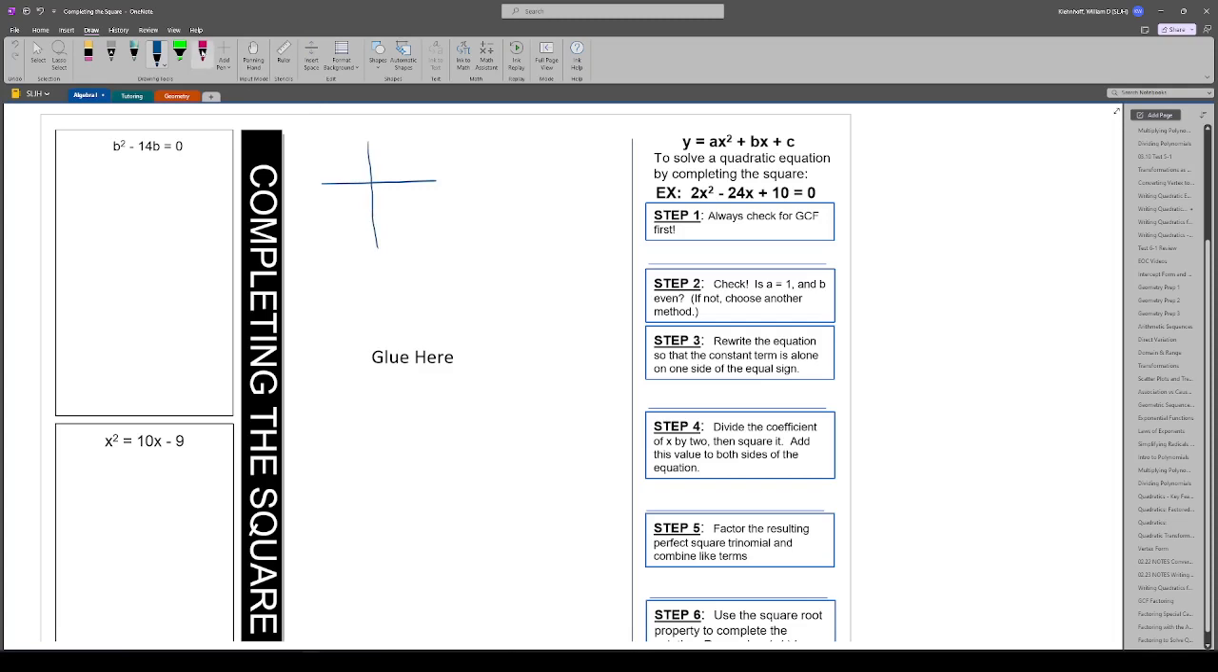Factoring relies on two things. One, the quadratic has to have real solutions, meaning that if we did something like this, we couldn't factor that because it doesn't have any solutions. We also couldn't use completing the square for that. So that one's not really that important.